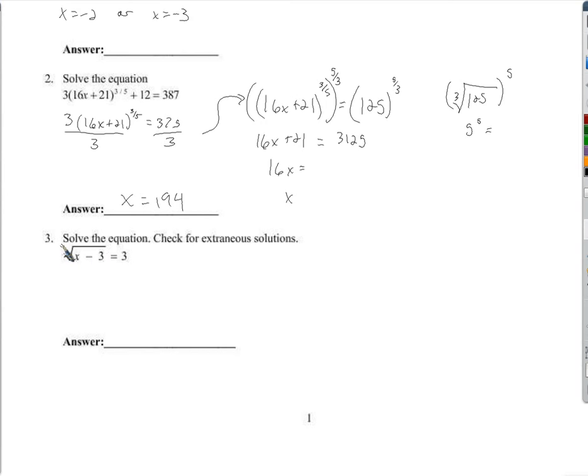Alright. Here we want to cancel out a cubed root, so we'll cube both sides. X minus 3 equals 27. We'll add 3 to both sides, and x is 30.